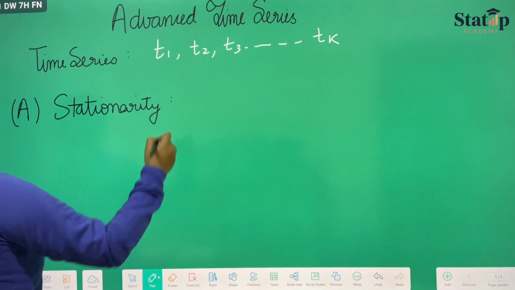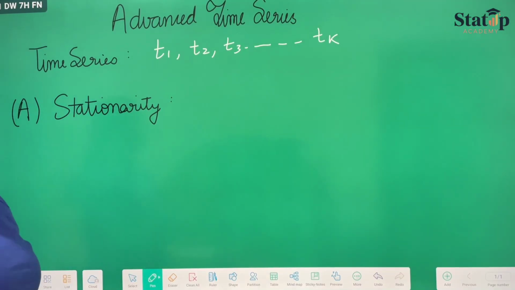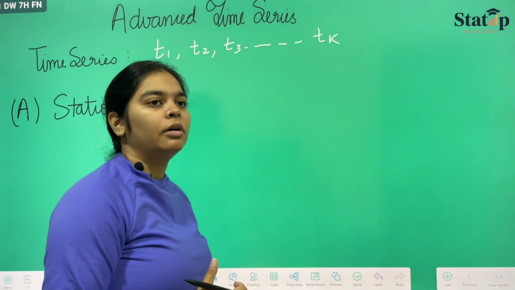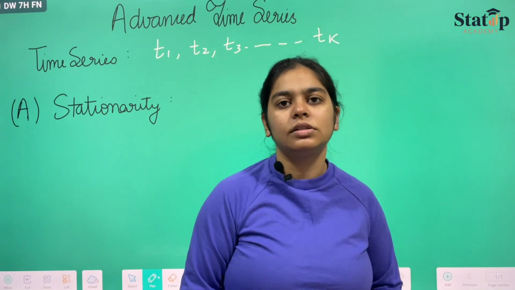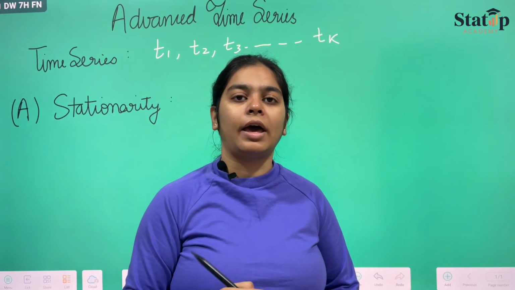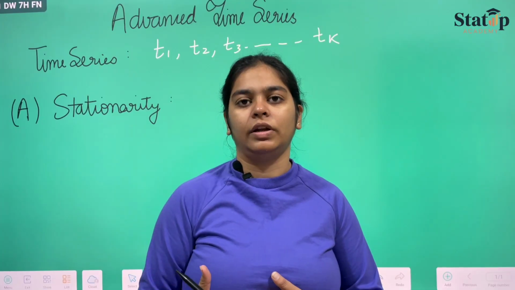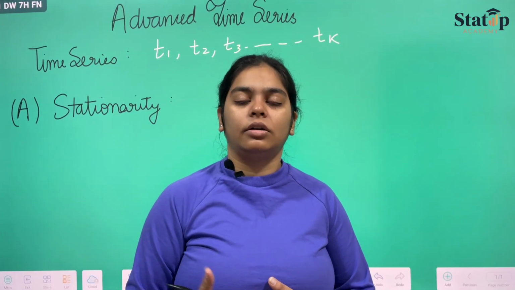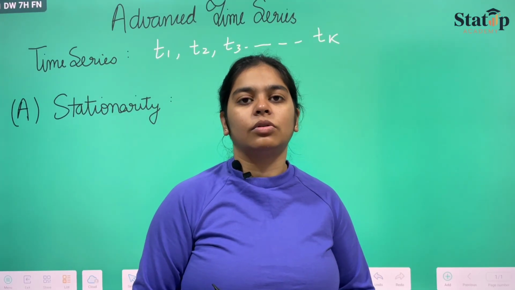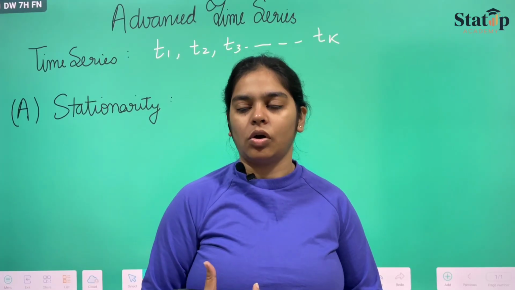The term speaks for itself. Stationarity means that whenever we see a time series, it should have constant mean, constant variance, and constant autocovariance. Autocovariance we'll do today only, so for now, just listen about autocovariance.